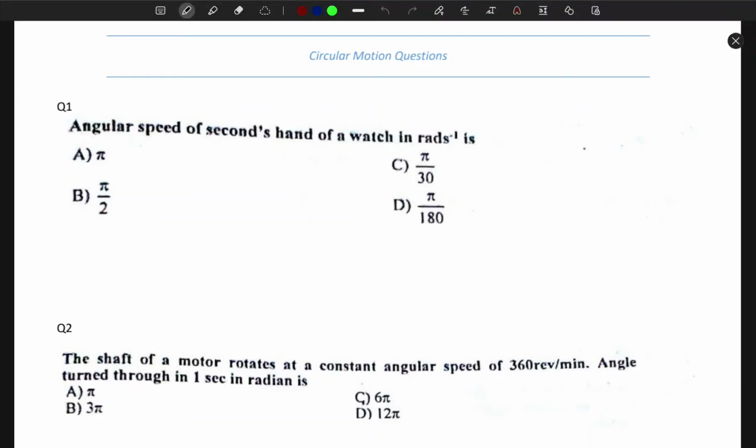Welcome back to the NED series. Last time we completed our chapter number 5, which was of this circular motion. Today, now let's solve some of the questions, practice problems from the past papers for circular motion.